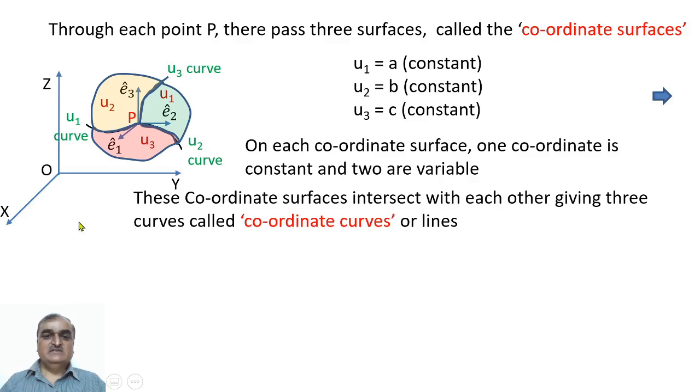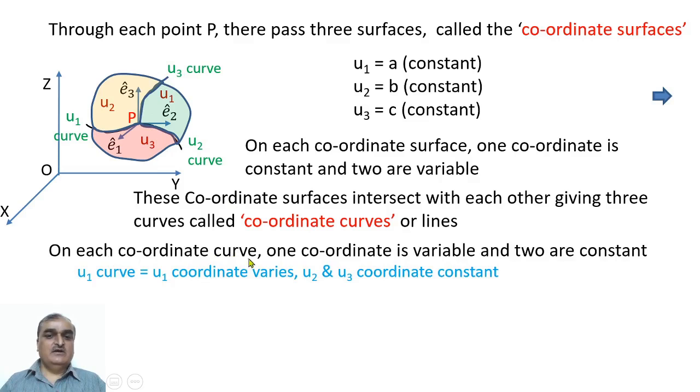In the same way, in a general curvilinear coordinate system, the coordinate curves are the u1 curve, u2 curve, and u3 curve. The intersection of the u1 surface and u2 surface gives the u3 curve. The intersection of u2 and u3 gives the u1 curve. And the intersection of u3 and u1 gives the u2 curve. Along u1, only the u1 coordinate varies. Along the u2 curve, only u2 varies. And along the u3 curve, only u3 varies.